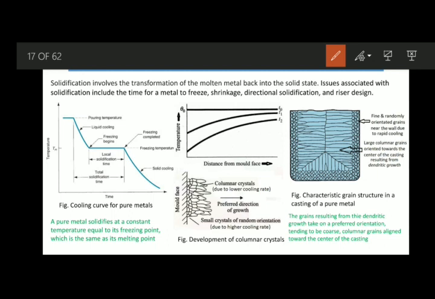the growth occurs in a direction opposite to the direction of heat transfer. That means heat transfer is taking place in this direction, and grain growth will take place in this direction. Similarly for this wall, heat transfer is towards this, so grain will grow like this. Similarly for this, heat transfer is towards this, so grain will grow like this in this particular direction.